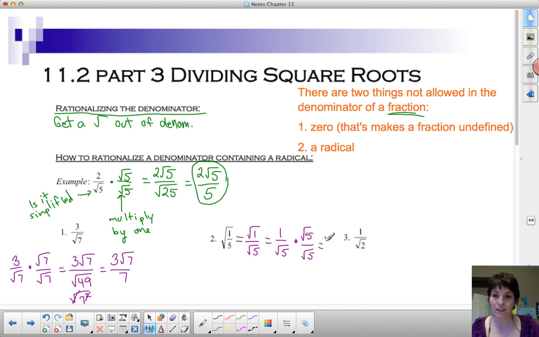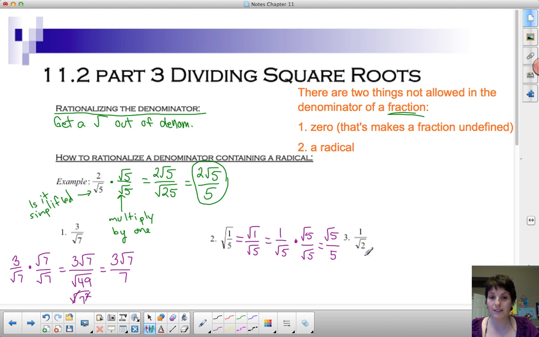And hopefully you're starting to see that shortcut. The numerator is 1 times square root 5. Not much of a shortcut there. But the square root of 5 times the square root of 5 is going to always be the square root of 25. And the square root of 25 is always going to be 5. So hopefully you're getting to a point where you can just simply do that one.